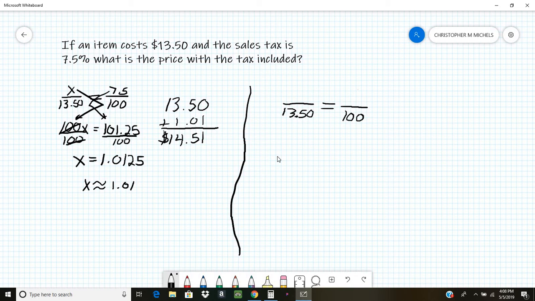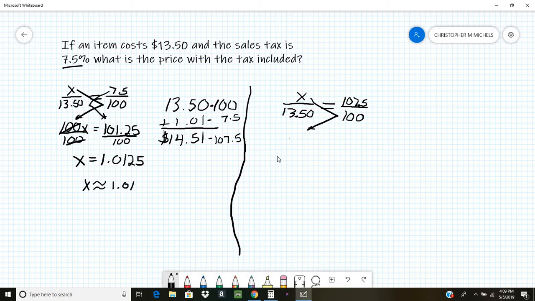So we look at this one. We think about this practically with the decrease or the discount we talked about in the last video. We took the percent of change, which in this case is 7.5%, and we subtracted it. But we know tax is an increase, so we should probably add this, because if you think about this, 13.50 represents 100%, 1.01 represents 7.5%. So if I add those two together, the new price is actually 107.5%. So if I put 107.5 up here instead of 7.5, that'll take me straight to my answer, or the answer with the tax included.